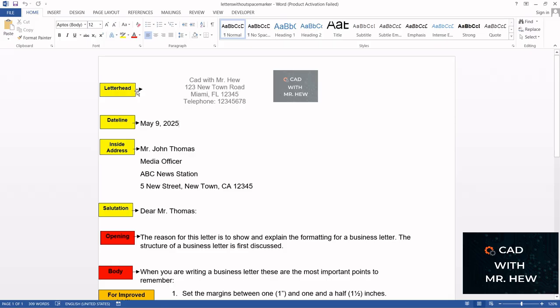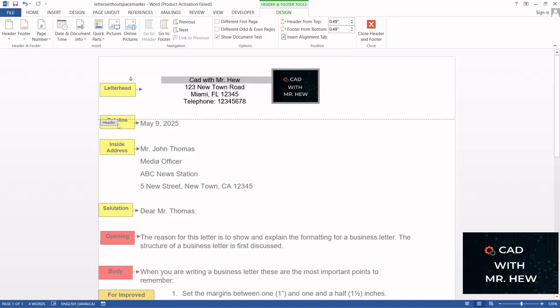And the letterhead will be placed inside the header. How would you see the header? You would double click on the top section and then you would see the box with the label header. So that is how you know you're in the header, right? So here's the logo, right? The letterhead will be placed in the header, 2 inches from the top of the page on the first page only. On subsequent pages, the measurement would be 1 inch.